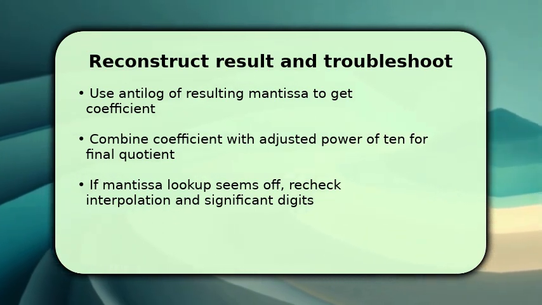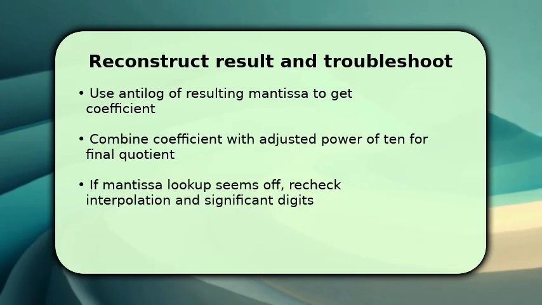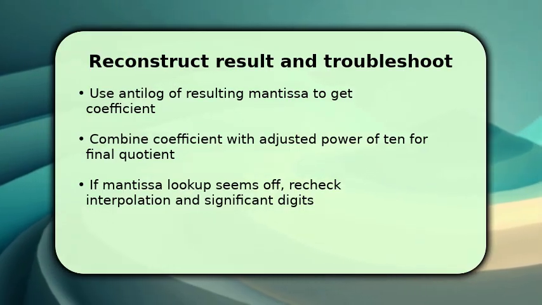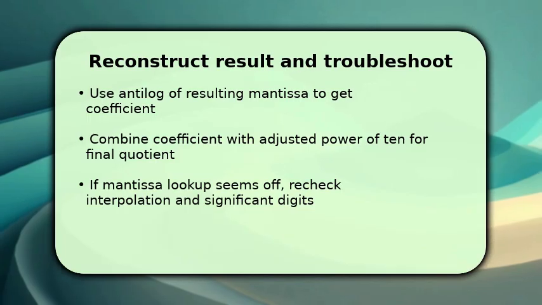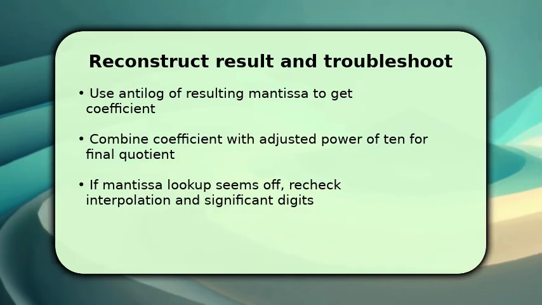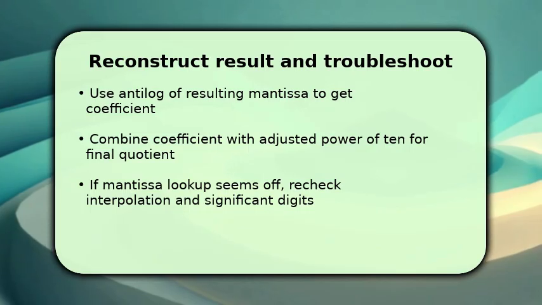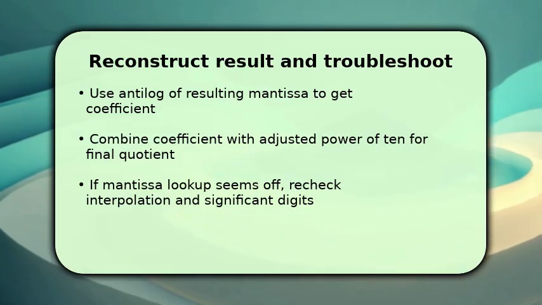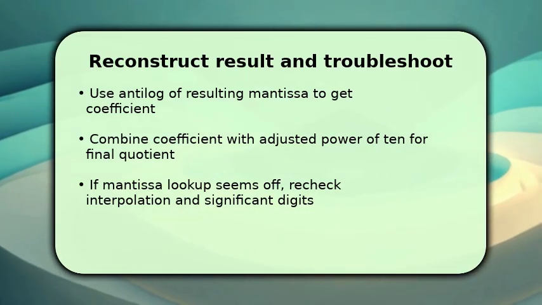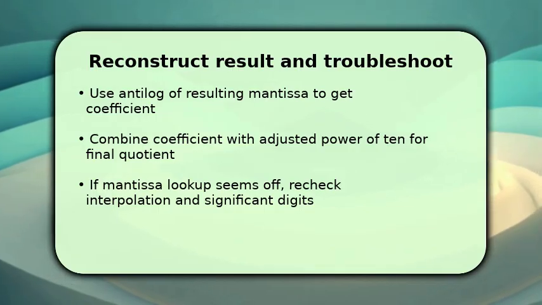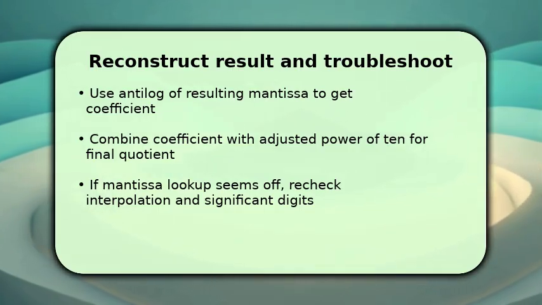Then combine that coefficient with the adjusted power of 10 from your earlier decimal shifts to produce the final quotient. If digits don't match expectations, pause, recheck your mantissa lookup and interpolation, and confirm you moved the decimal the same number of places for both numbers. That troubleshooting step fixes most errors quickly.